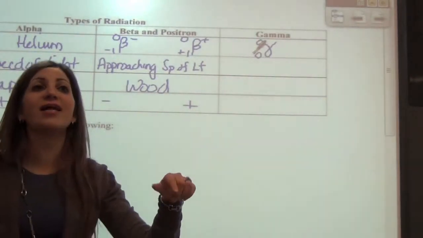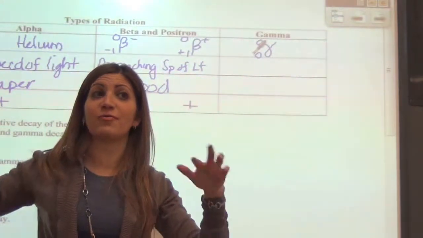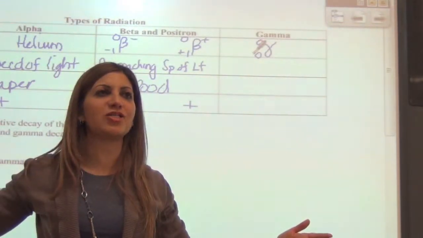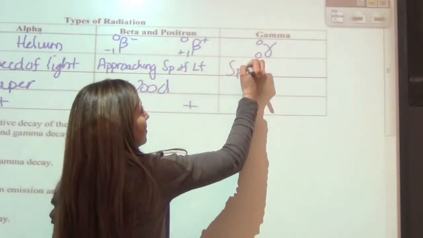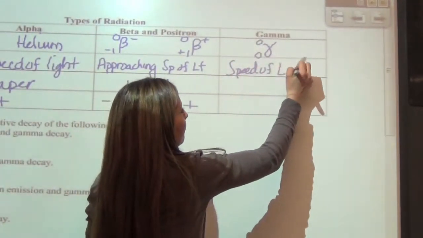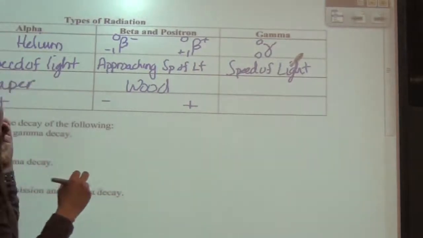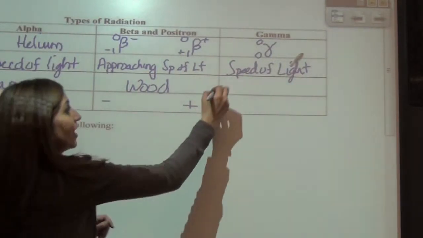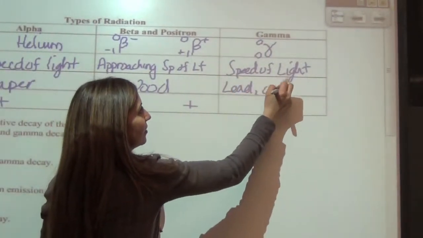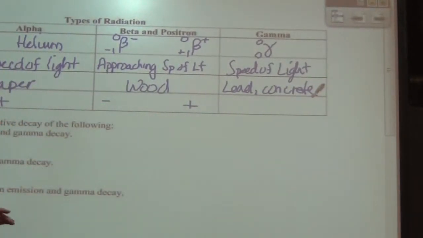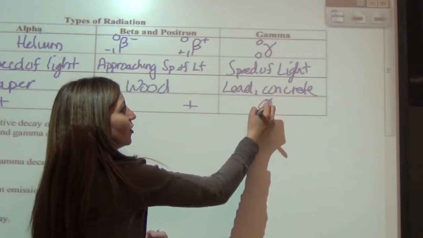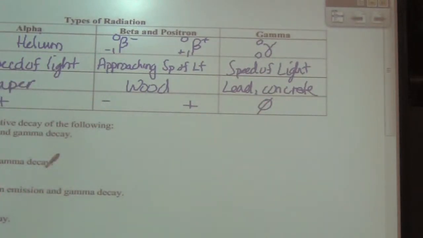Guess what? Just like radio and microwaves, those are all electromagnetic radiation. Those are all at what speed? Light. Speed of light. Perfect. Okay, can be stopped by lead or concrete. Awesome. And then the charge? 0. Neutral. Perfect. 0 charge.